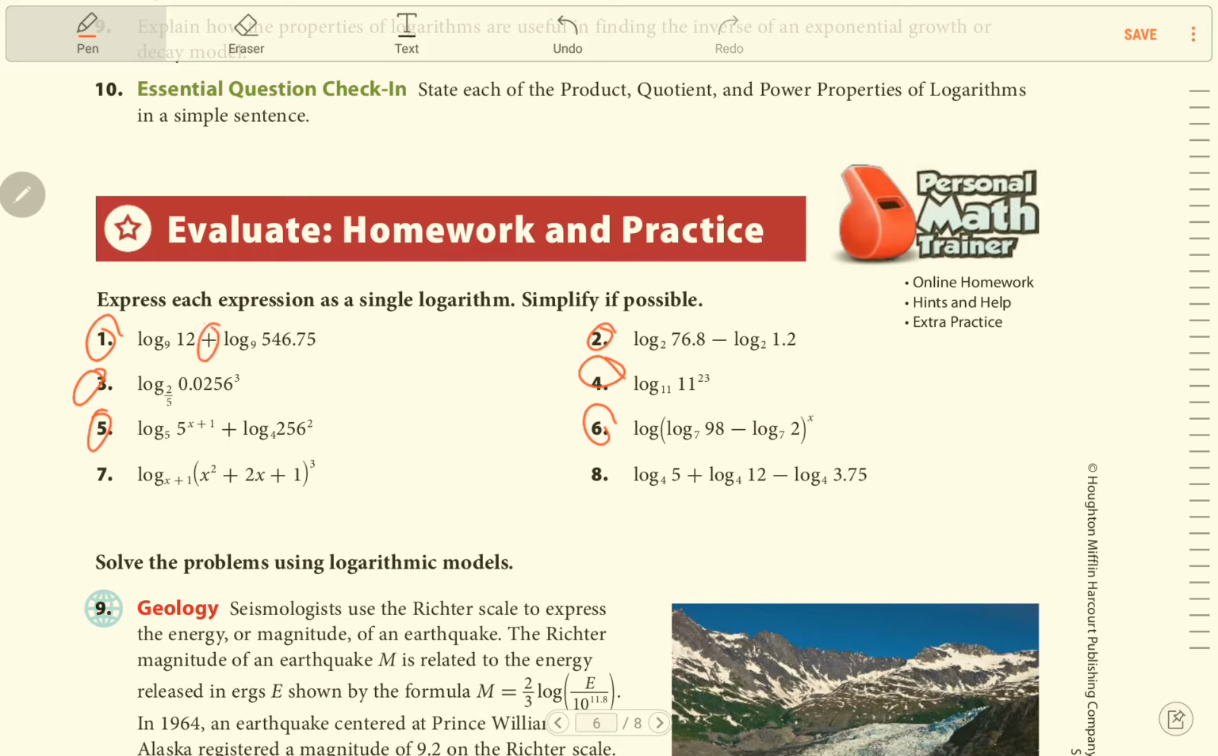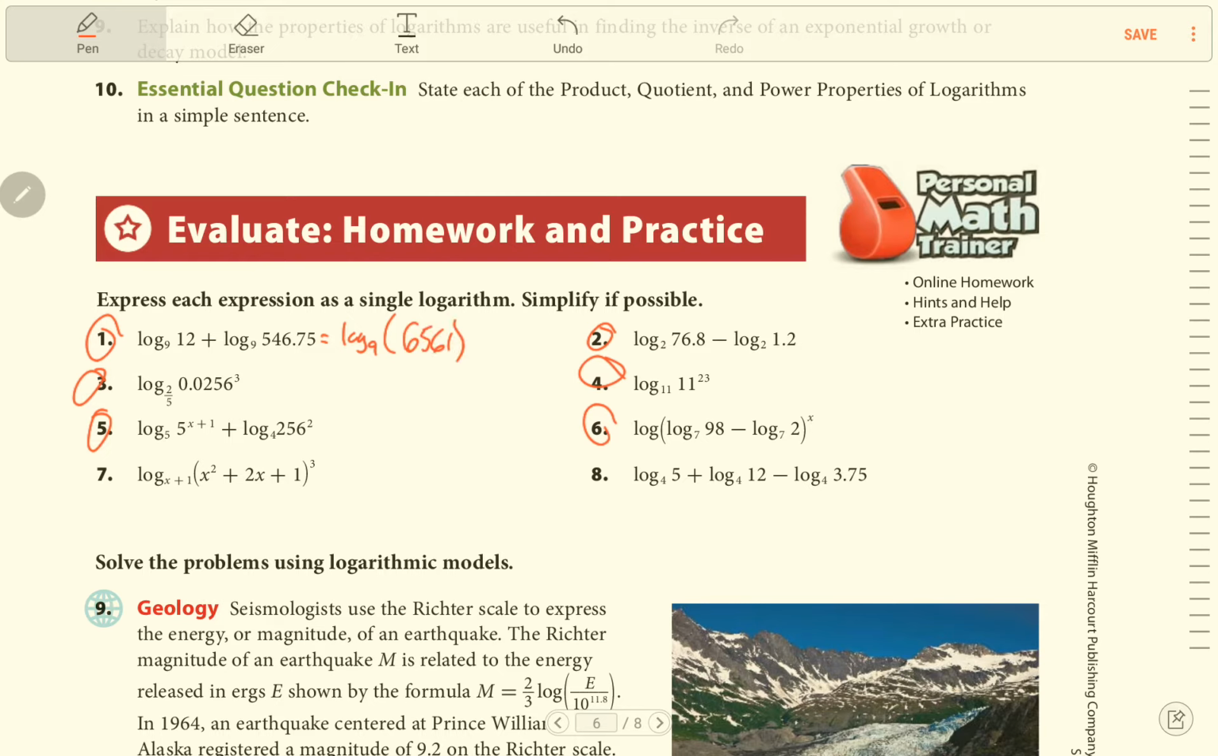Okay, I see that we're adding two logarithms. When we add two logarithms, that means we can change it to multiplication in a single logarithm. So this is going to become just log base 9 of 12 times 546.75. I'm not going to pull up the calculator app. You know how to type that in your calculator. And we get 6,561 when we multiply those out.